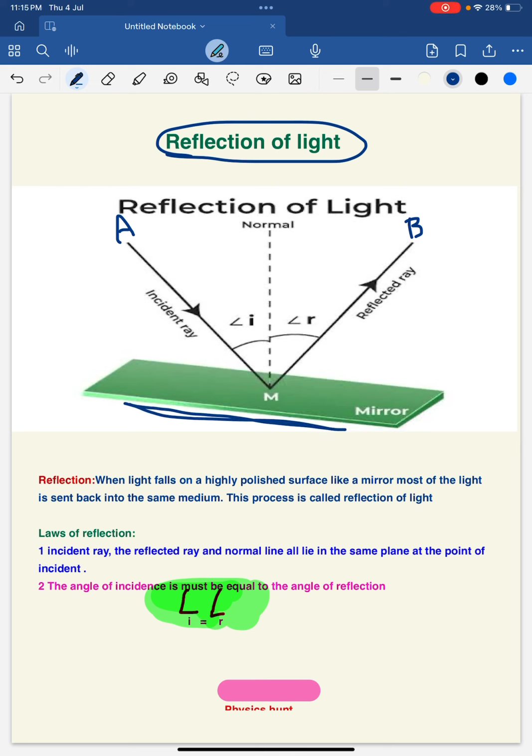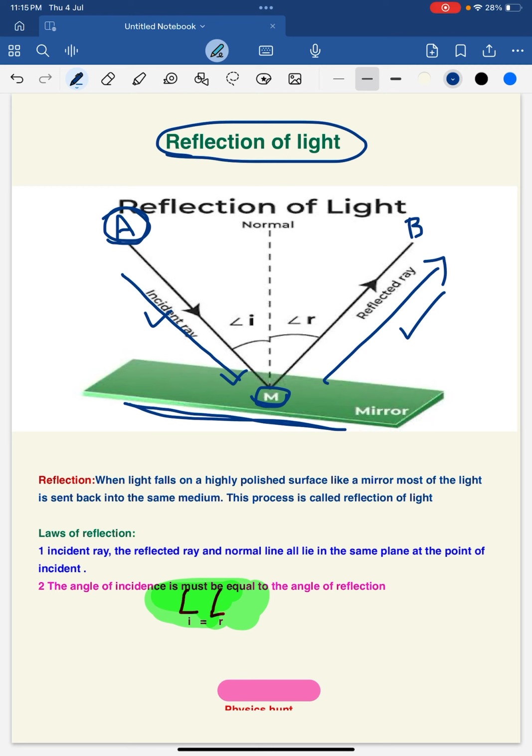Okay, now when a ray of light starts at point A, which is directly incident on the plane mirror at point M, this ray is called the incident ray. Now this incident ray, after striking the surface at point M, reflects back and moves towards the B direction. So this ray is called the reflected ray.